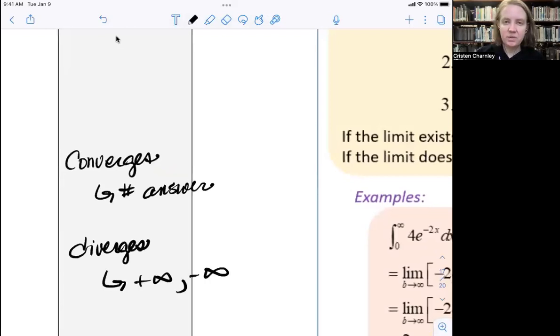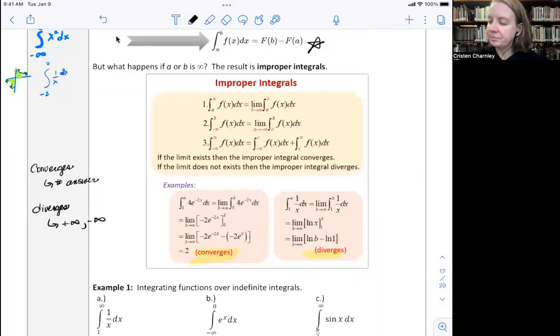So I know in that first unit with limits, we would say, okay, the answer is infinity or the answer is negative infinity or it does not exist. But now we're going to say that it diverges. It goes on forever and ever and ever and ever. So that's just some new notation for us.